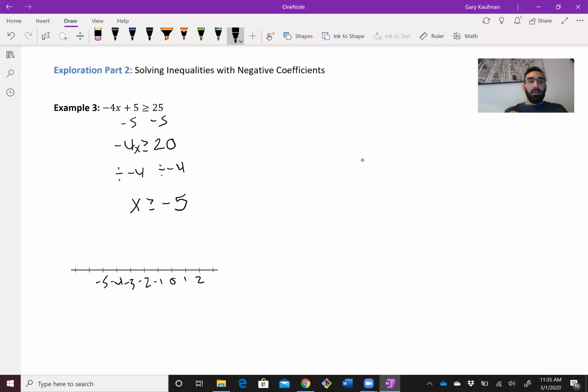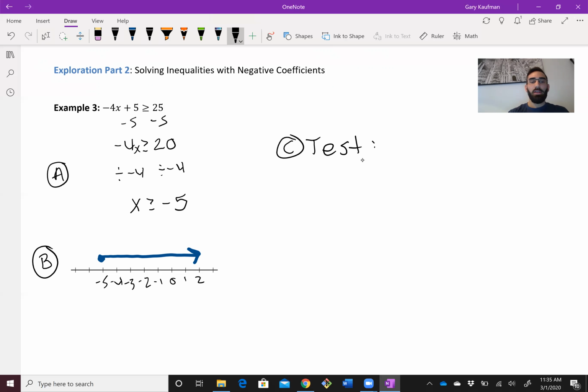Well, okay. I'm going to graph it now. I have a closed circle, I go greater, and well, let's now test a point. So this was part A, this was part B, and now we're doing C. Now, based on my graph, well, 1's a solution, so I'm going to test 1.